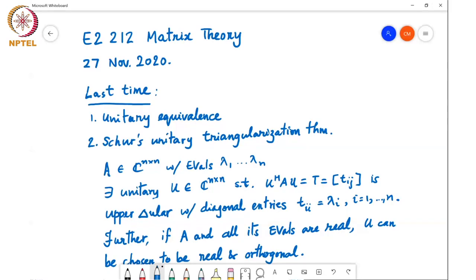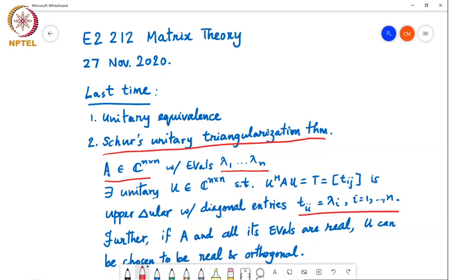The last time we looked at the notion of unitary equivalence, we completed that discussion. And then we presented this very important theorem, Schur's unitary triangularization theorem, which basically says that given any matrix A, there's no restrictions on A, it can be any complex valued matrix of size n cross n, and it has eigenvalues lambda 1 to lambda n, an n cross n matrix will always have n eigenvalues, then there exists a unitary matrix U such that A is unitarily equivalent to a matrix T, which is upper triangular, with diagonal entries equal to these n eigenvalues, lambda 1 to lambda n.